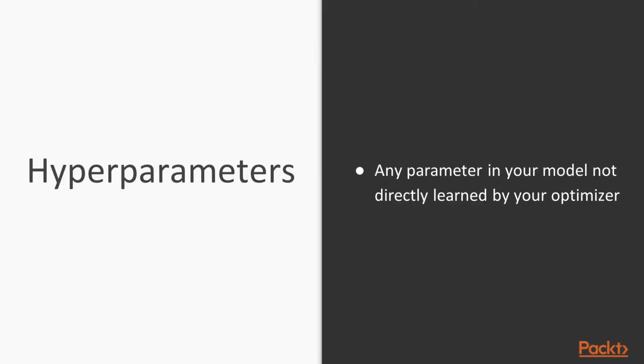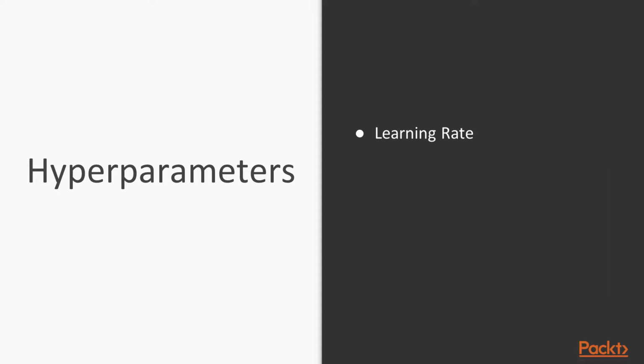So fundamentally, a hyperparameter is any parameter in your model that's not directly learned by your optimizer. Now remember, the optimizer, whether you're using stochastic gradient descent or RMSprop or Adam, is actually updating the learnable parameters inside of each one of the layers of your models, so floating point numbers. So hyperparameters end up being things other than those learned values.